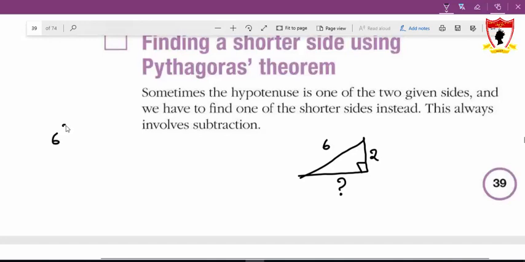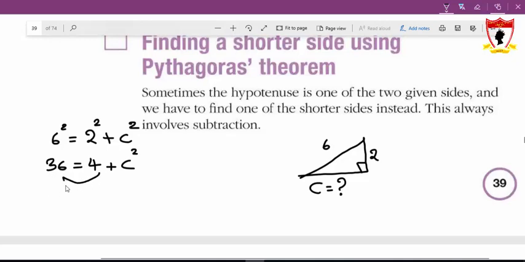Now, 6 square, which is the longest side squared, is equal to 2 square plus the missing side, let's call it c. This is c, missing. Okay, 6 square is 36, is equal to 2 square, which is 4, plus c square. Now, to have c square alone on this side, this 4 will go here, or we can straight away say c square is equal to a square minus b square. For any shorter side, the Pythagoras looks like this.